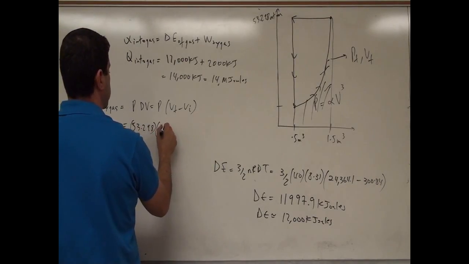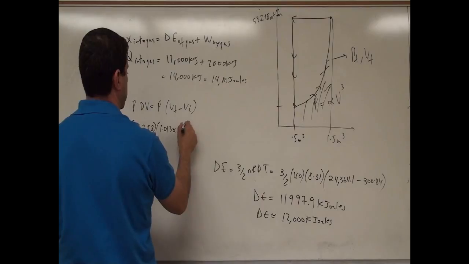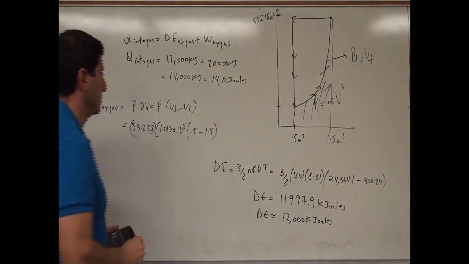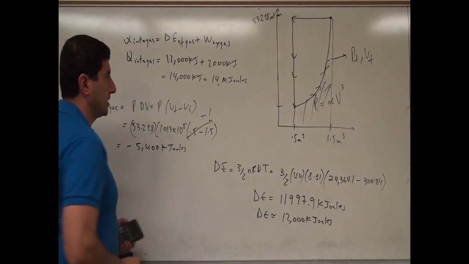But then change that to Pascal. Final volume 0.5 minus the initial volume 1.5. Okay, so let's see if that makes sense.